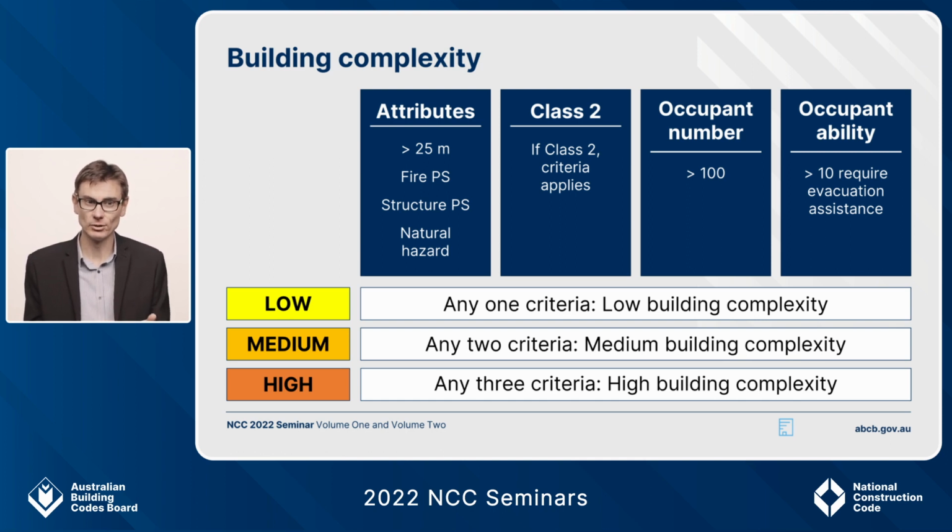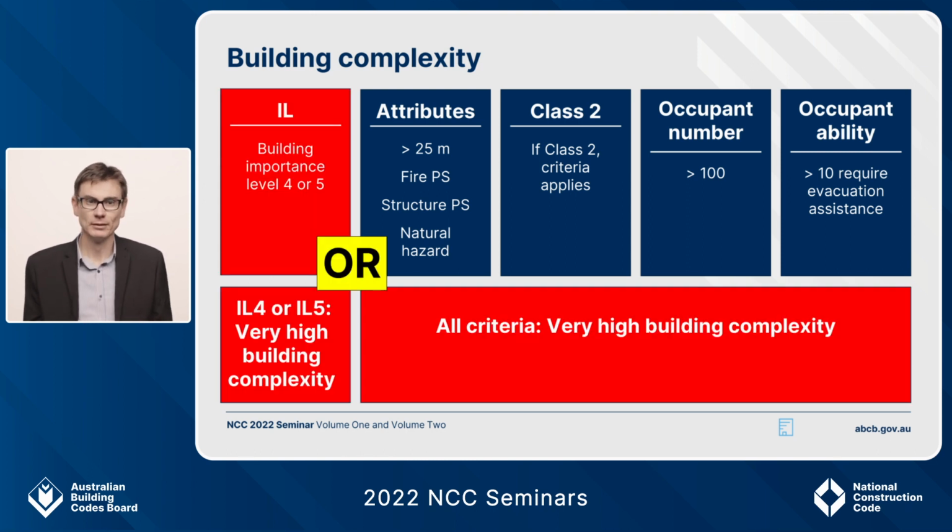And of course, as you go about triggering criteria, your score increases and you get a higher level of complexity. Low for 1 criteria, medium for 2 criteria. You get the idea. If all 4 criteria are triggered, well, that's very high building complexity. It's also the case that if your building is importance level 4 or importance level 5, so of course we're talking about buildings essential for disaster operations like hospitals, for instance, then that's straight away a very high building complexity.